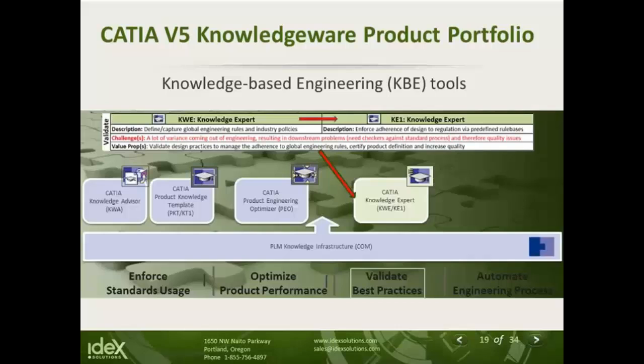And these two products together address the challenges around variance coming out of engineering, which is resulting in downstream problems, quality problems, and therefore a need for checkers against your standard processes. So it validates your design practices to make sure that you're adhering to your rules, and to certify product definition, and ultimately to increase your quality.